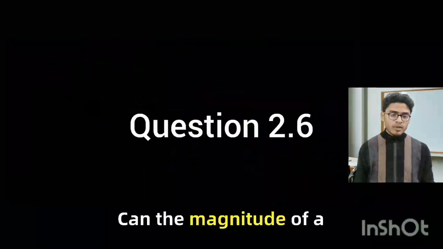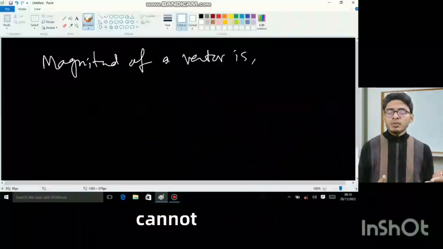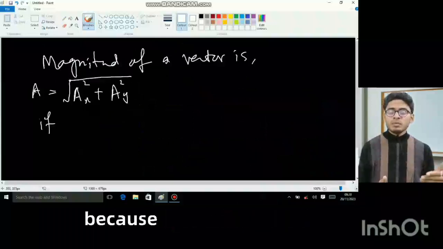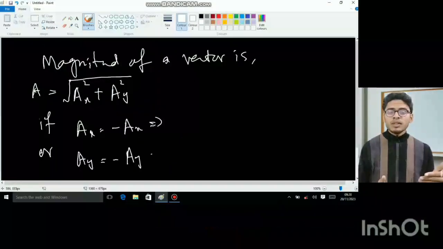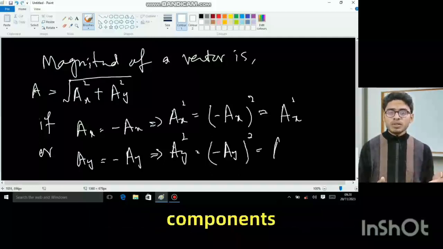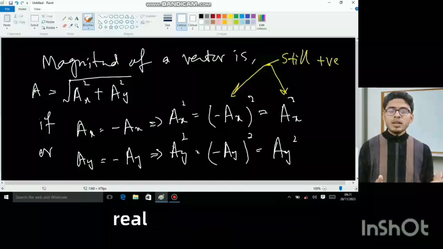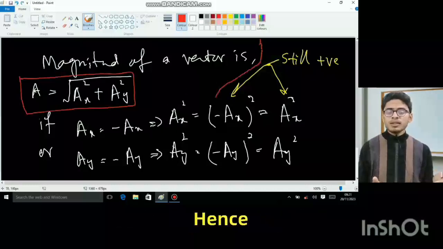Can the magnitude of a vector have a negative value? No, the magnitude of a vector cannot be negative because the magnitude of a vector is equal to the square root of the sum of the squares of its rectangular components, and a square gives real and positive values, hence the magnitude of a vector is always positive.